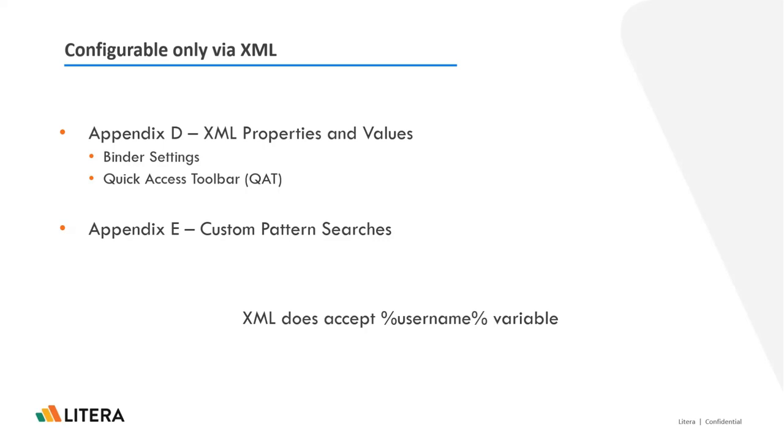And then Appendix E has custom pattern searches. You may want to review this if English is not your first language. Also, I'll mention that the XML does accept %username, %variable. Again, you can look in the administrator's guide. There is a section for XML settings.